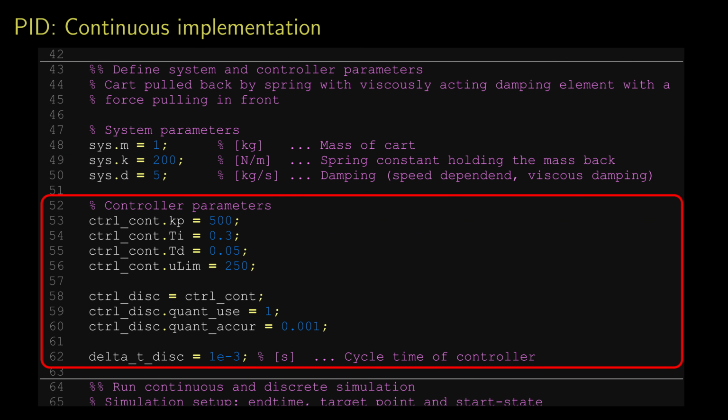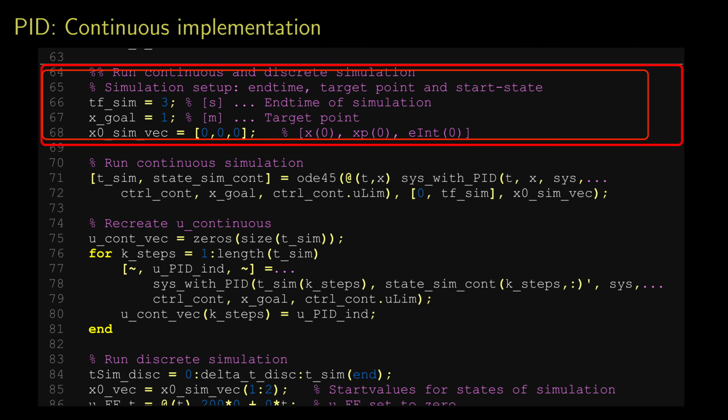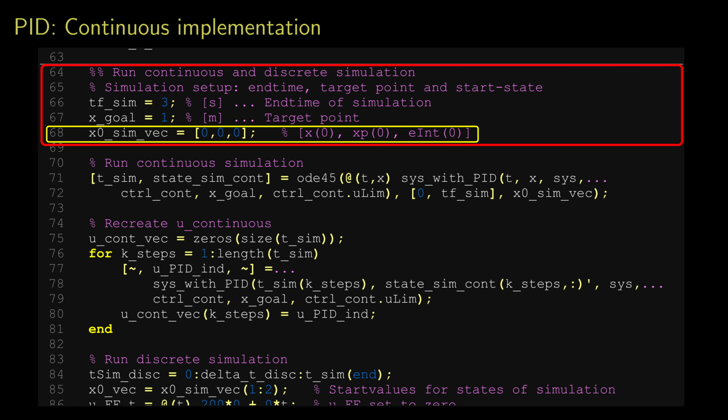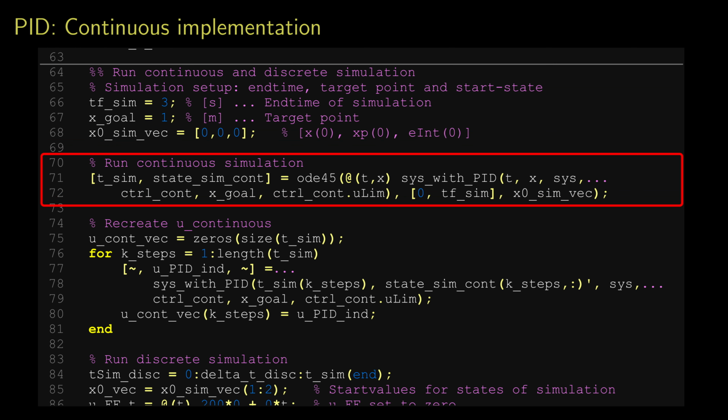We use the same gains and times for the continuous and discrete controller, but for the discrete one, we include two additional variables to define the position measurement accuracy. Then we set our simulation end time, target point and initial values for the simulation and can already simulate the continuous implementation using the ODE45 integrator.